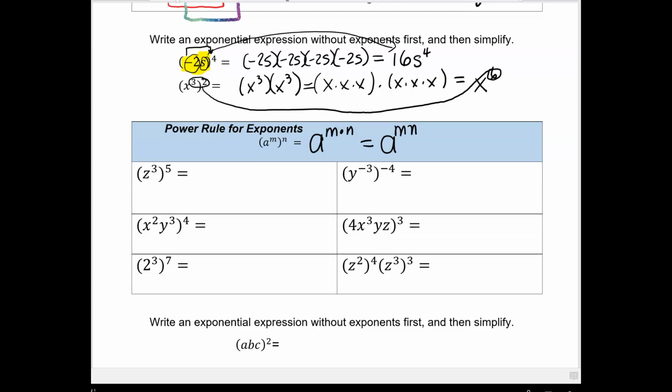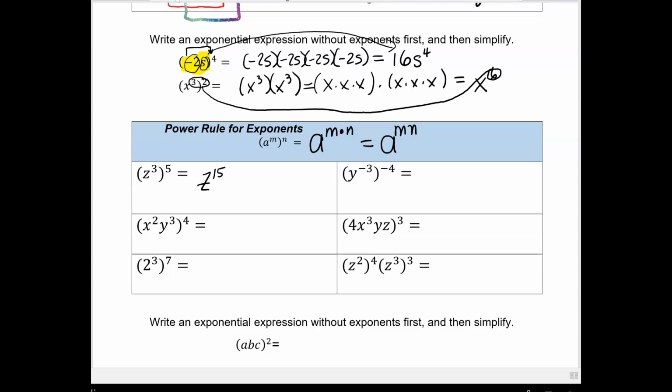So when you don't have a dot between the two variables and the letters are right next to each other, that's also considered to be multiplication. Just like this negative 2s were right next to each other, that negative 2 is being multiplied times s. All right, since we now know the shortcut, let's go through this pretty fast. We have z to the third to the fifth power. That would be what? Z to the 15th power.